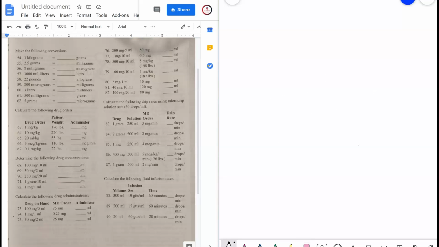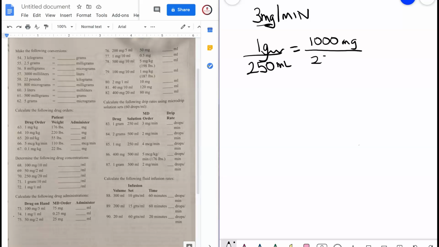All right, next section. So it says right here we're going to use a micro drip set for each one. First things first, you want to give 3 milligrams per minute. You have 1 gram of the drug, and you're going to put it in a 250 milliliter bag. Okie dokie. So first things first, let's figure out our concentration. It's going to have to be in milligrams, so that means 1 gram, move that decimal point over 1, 2, 3, is 1,000 milligrams divided by 250.